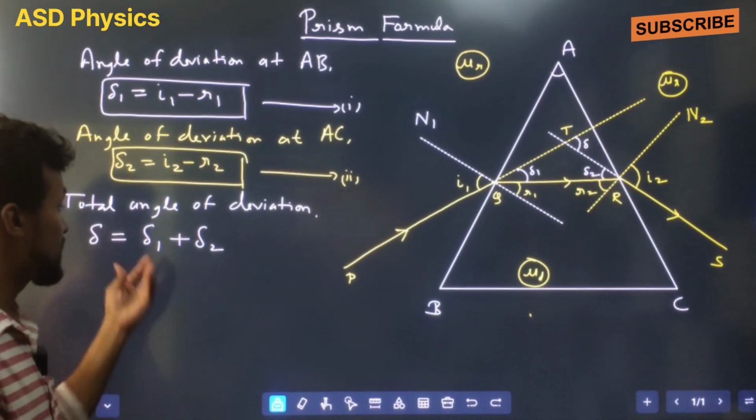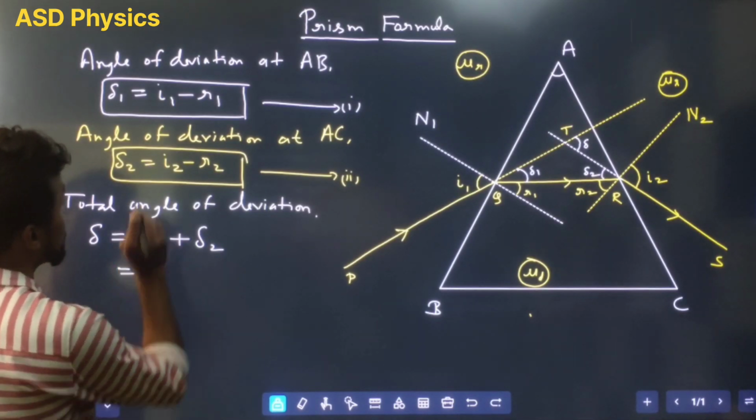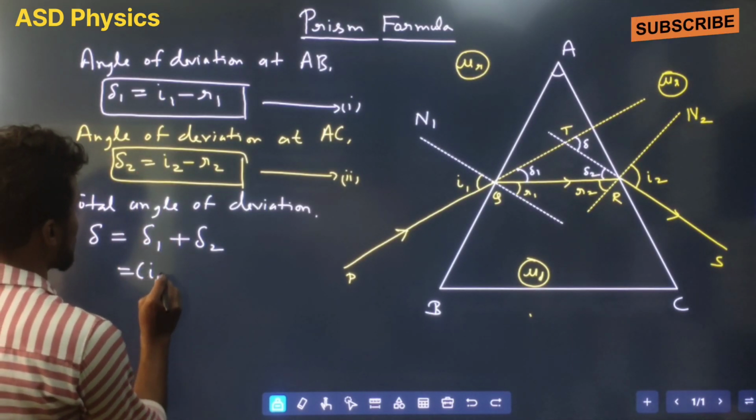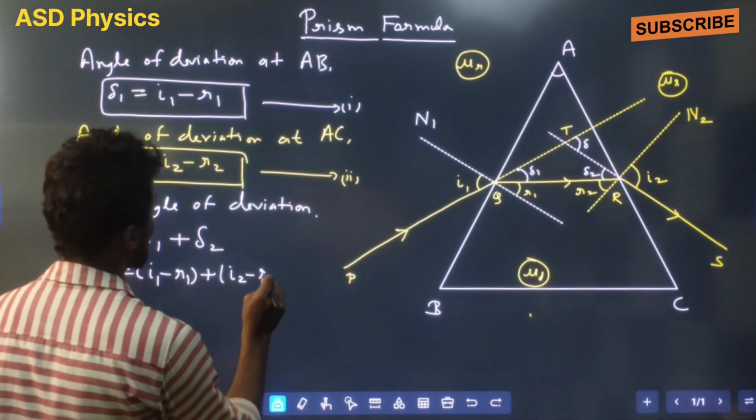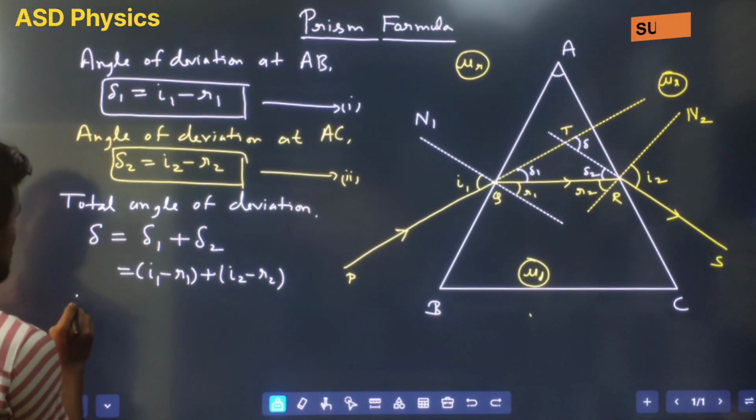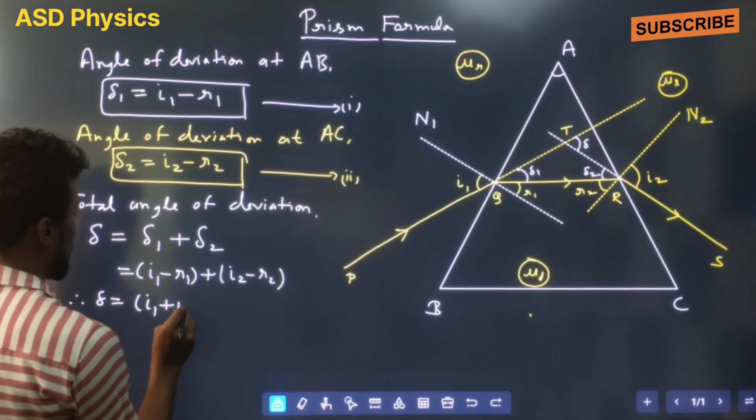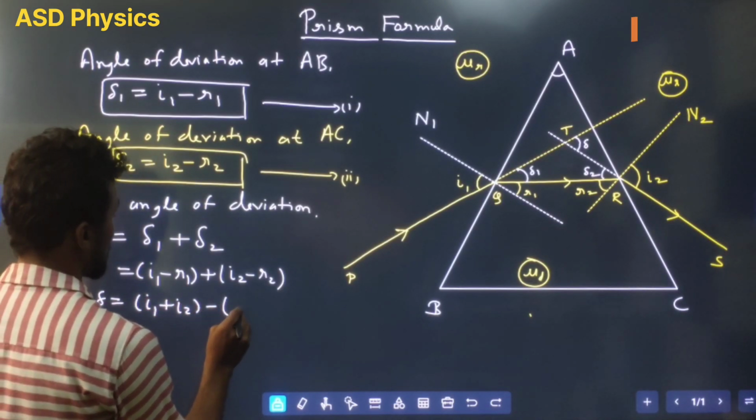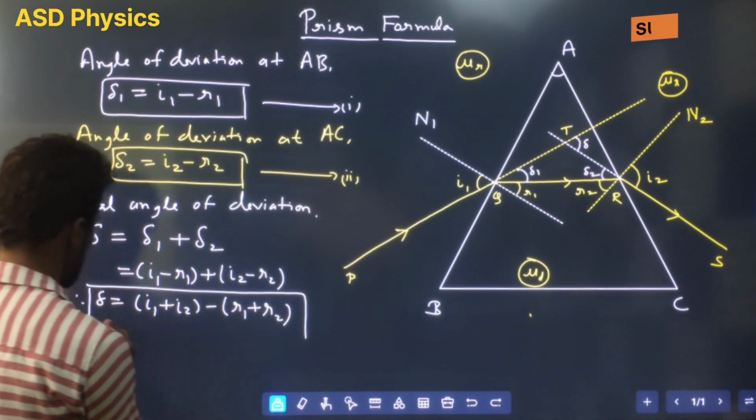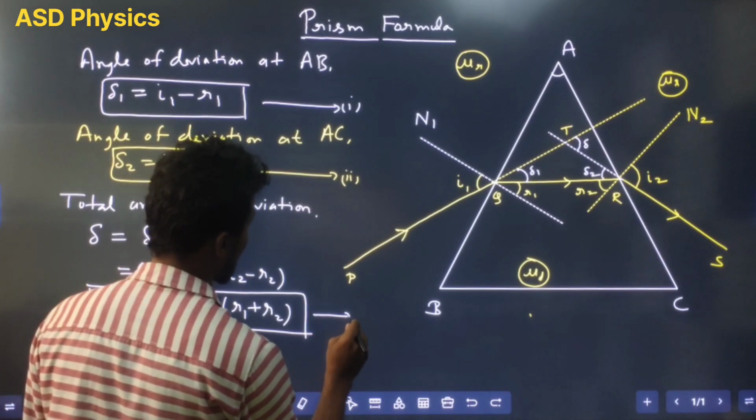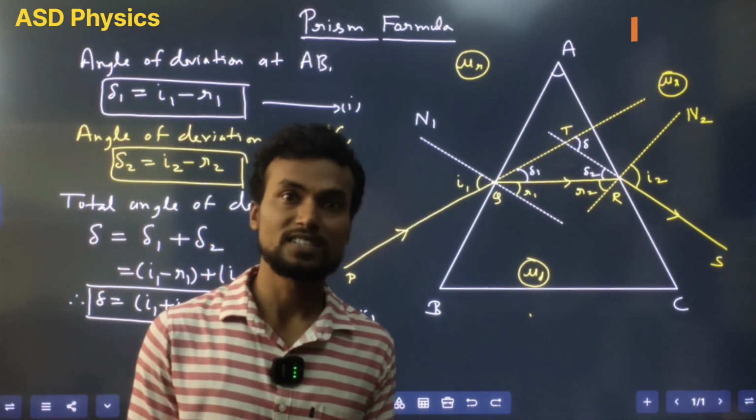Now what we'll do? This delta 1 and delta 2 value we will put from equations 1 and 2. Okay, so just let me write here. Delta 1 is given by I1 minus R1. Delta 2 is given by I2 minus R2. So hence the total angle of deviation is given by delta equal to I1 plus I2 minus (R1 plus R2). Okay, this is a very standard equation. Now let me write it here, and I have taken this as equation 3. Okay, so I hope up to this it is very clear to you.